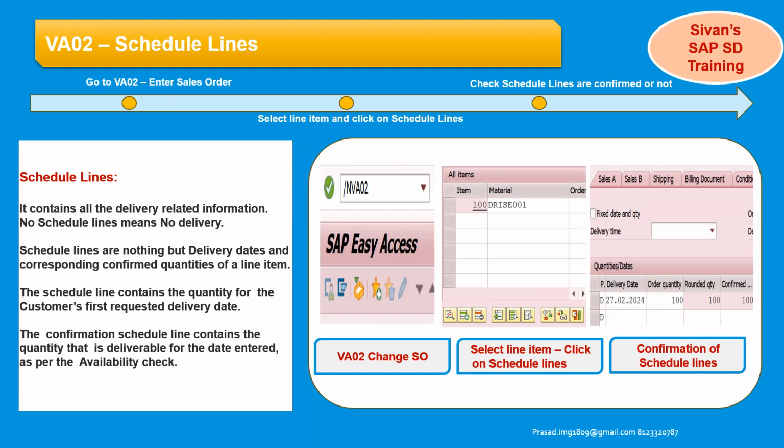A sales order contains multiple line items, which means each and every line item will have its own schedule lines. The schedule line contains the quantity for the customer's first requested delivery date. The confirmation schedule line contains the quantity that is deliverable for the date entered as per the availability check process. So you can choose the availability check indicator to see the schedule lines confirmation also. So this is the confirmation of schedule lines.